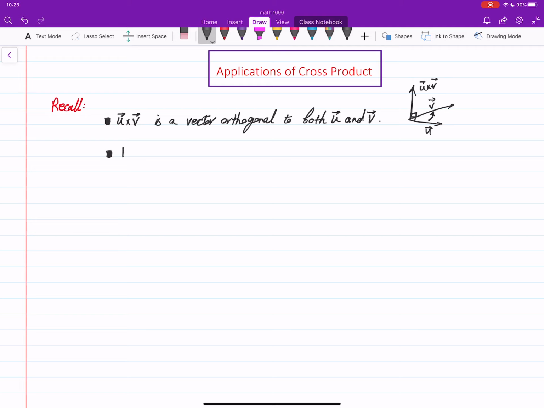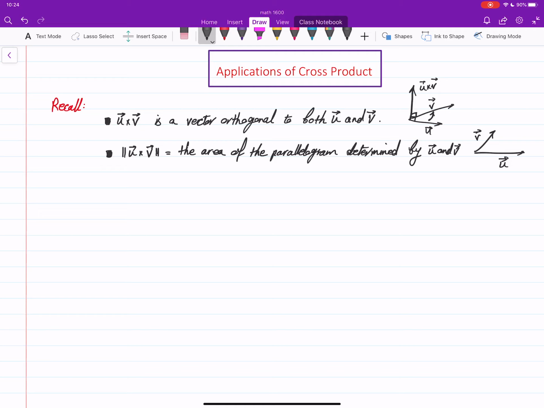And well, about the length of U cross V, we know that it is equal to the area of the parallelogram determined by U and V. So this is U, V. If you fix any non-parallel vectors U, V, that will fix a parallelogram. The area of that parallelogram is given by the length of this cross product. Okay, so these are two things that you have to have in mind.